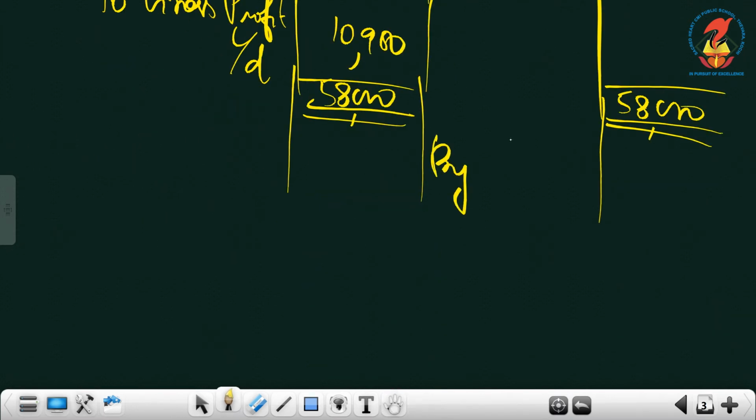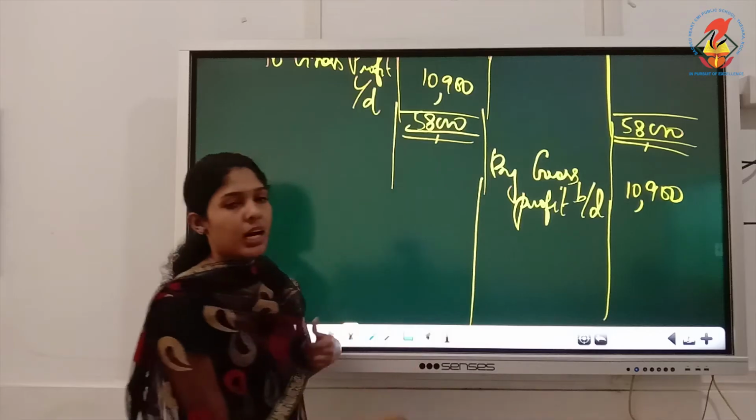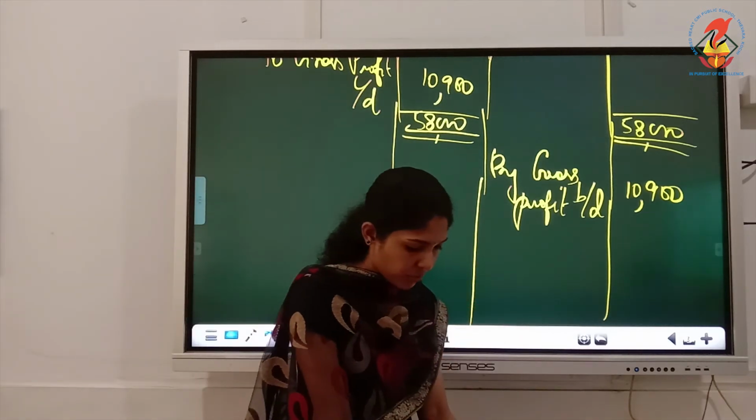Now you have to start your P&L. So we'll write by gross profit brought down. The same amount you have to take to the opposite side. So now we are starting P&L. You have to record all indirect expenses here, incomes here.